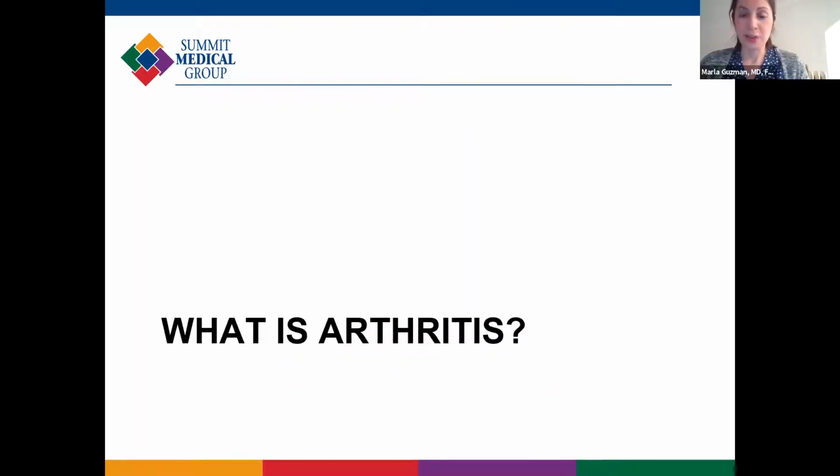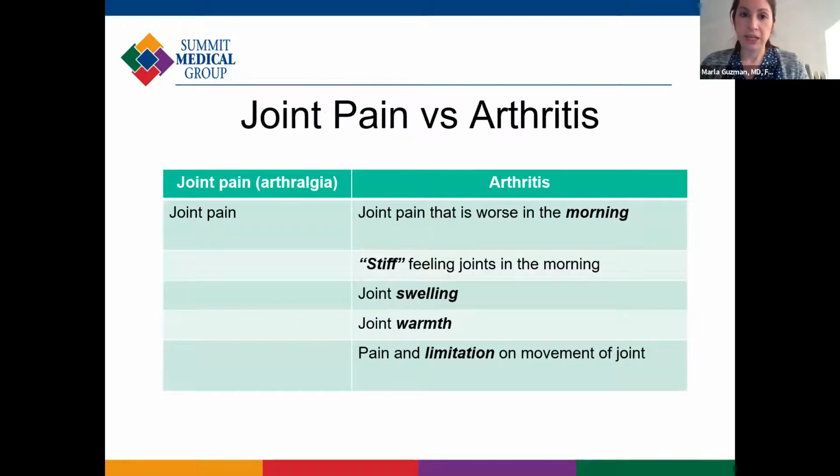So what is arthritis? There's, like I said, many reasons that a child may be complaining of joint pain. Arthritis is one of these reasons, but it really is not the most common reason why a child may be complaining of joint pain. So I wanted to start out the talk by differentiating what joint pain is versus what arthritis is. So joint pain, the medical terminology for joint pain is arthralgia. And as you can see, it's just very short. The description is just joint pain. That's all it is, it's pain. Whereas arthritis has lots of different characteristics to it.